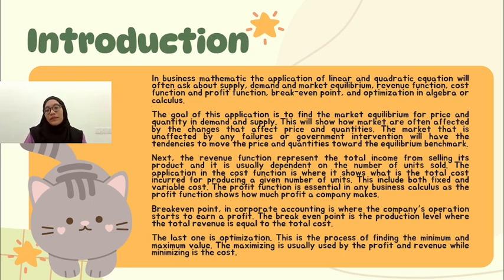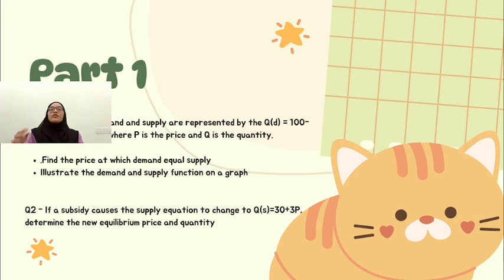The last one is optimization. This is the process of finding the minimum and maximum value. Maximizing is usually used for profit and revenue, while minimizing is used for cost. I will pass to my friend for part 1.